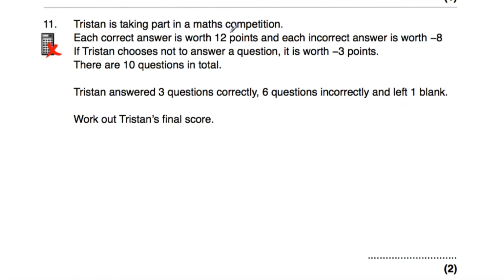Now here he gets 12 points for each correct answer, and he answers 3 questions correctly. So if we do 3 times 12, that'll tell us how many points Tristan gets for his correct answers. And 3 times 12 is equal to 36 points. So that's 36 points he gets for those 3 correct answers. Now with the answers that he gets incorrect, or the ones he leaves blank, he loses points. So if he answers it incorrectly, he loses 8 points for each incorrect answer. Now he answers 6 incorrectly. So if we do 6 times 8, 6 times 8 is equal to 48. So that means he's going to lose 48 points for those incorrect answers.